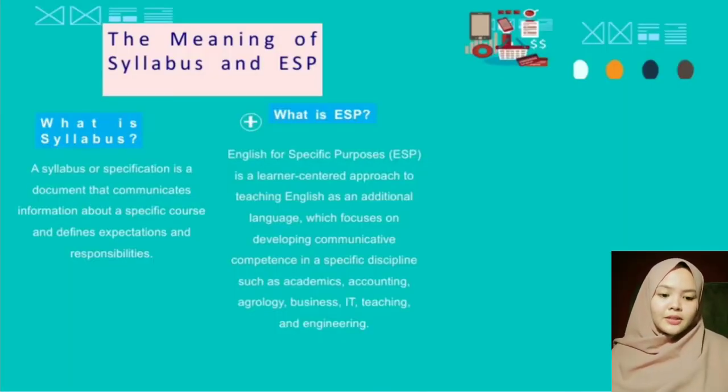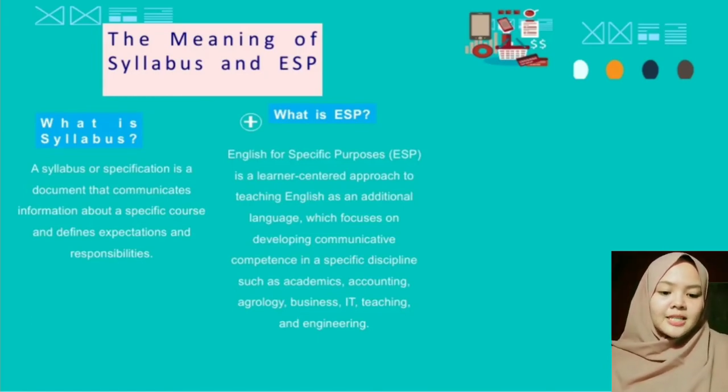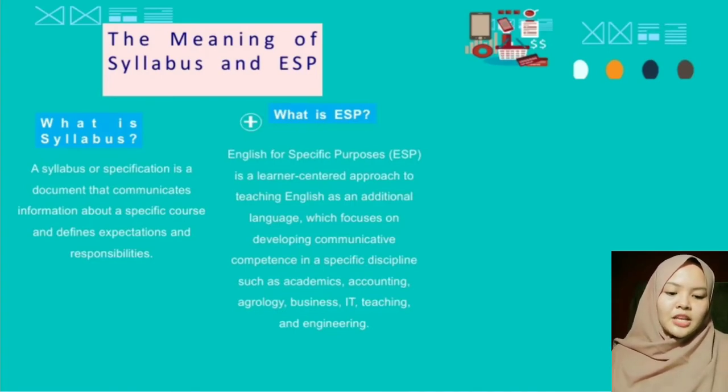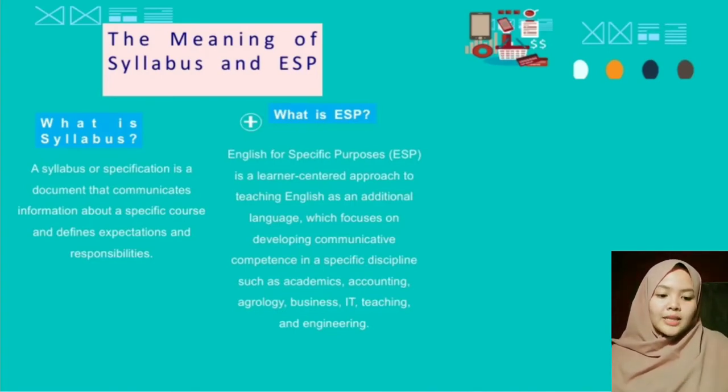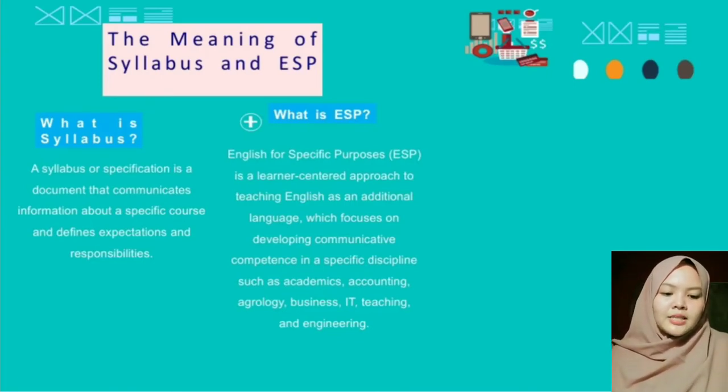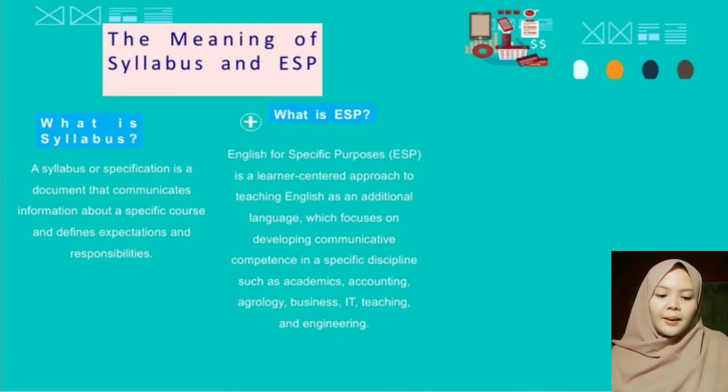Okay, for the first material, I will tell about the meaning of syllabus and ESP. What is syllabus? A syllabus or specification is a document that communicates information about a specific course and defines expectations and responsibilities. What is ESP? English for Specific Purposes or ESP is a learner-centered approach to teaching English as an additional language, which focuses on developing communicative competence in specific disciplines such as academics, accounting, agrology, business, IT, teaching, and engineering.